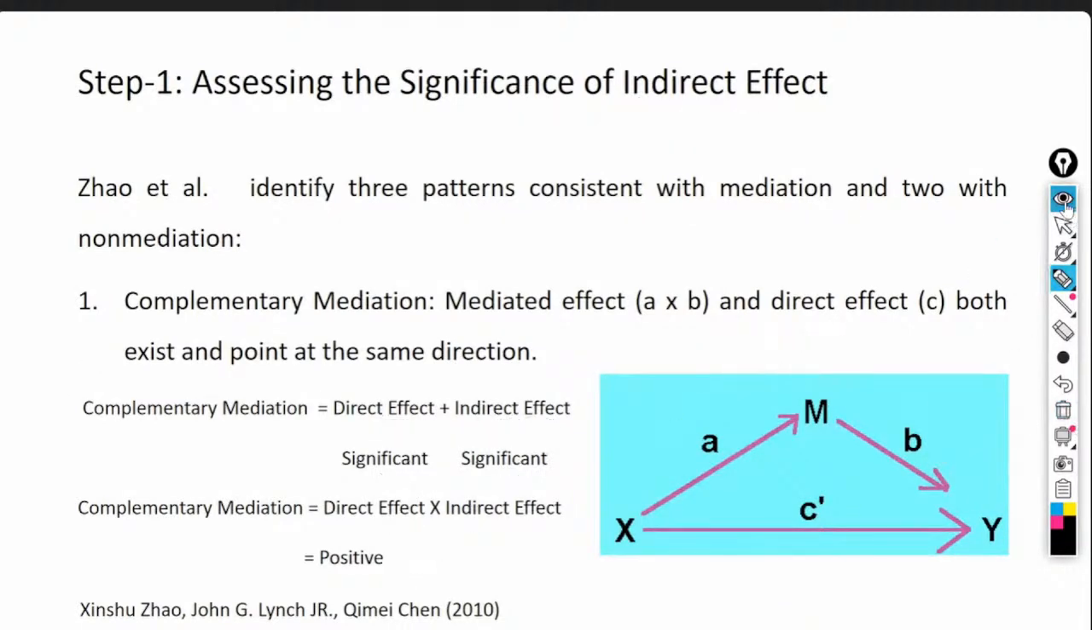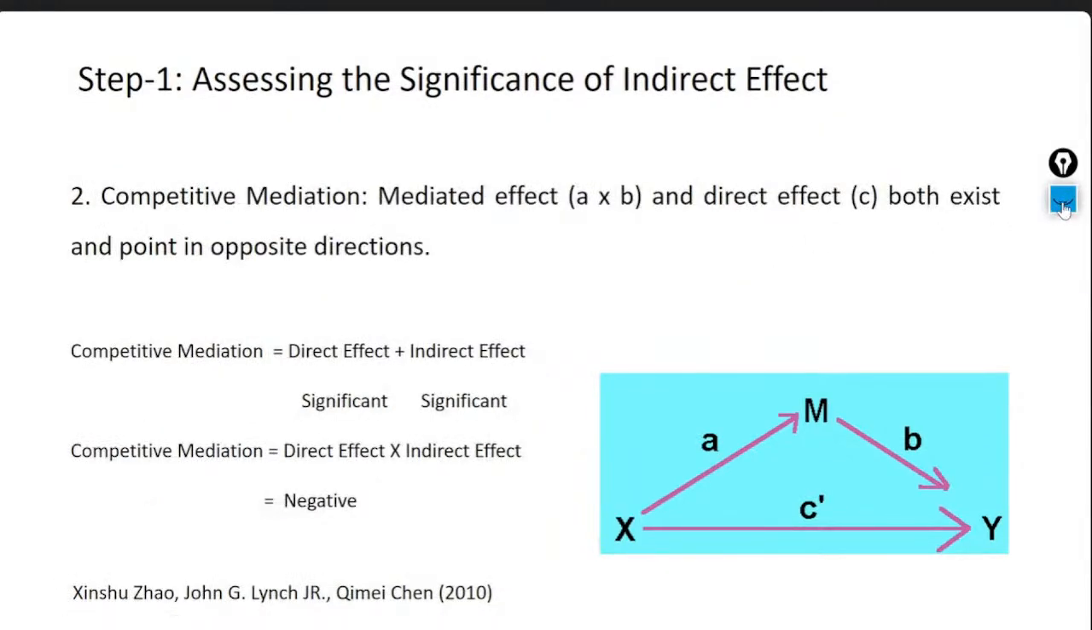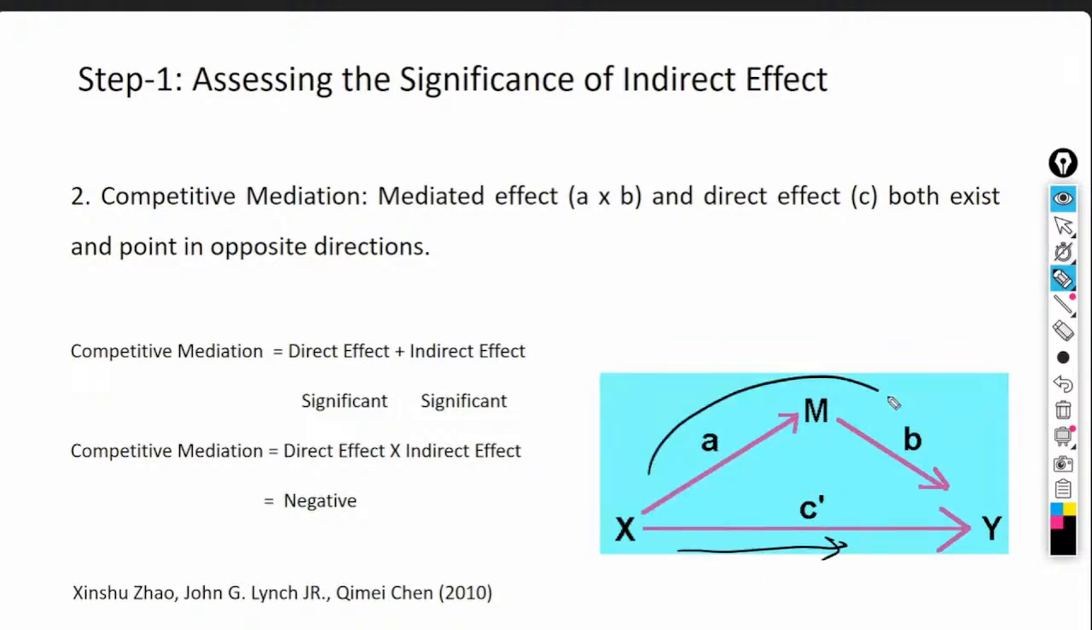The second condition is competitive mediation. In competitive mediation, the direct effect is significant and the indirect effect is also significant, both are significant, but the multiplication of the direct effect, this C dash, and A into B is negative. When it is negative, this mediation is known as competitive mediation.